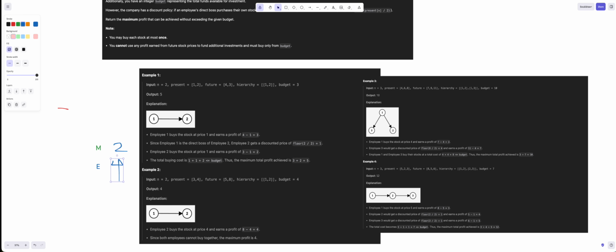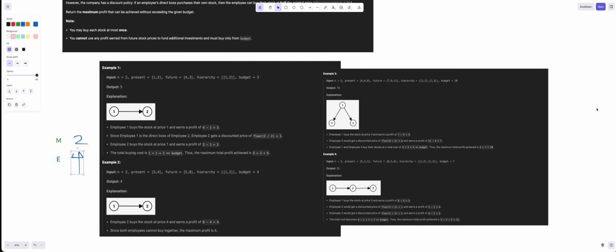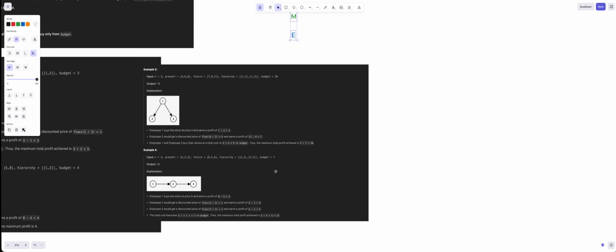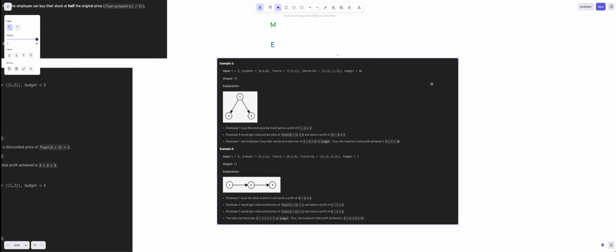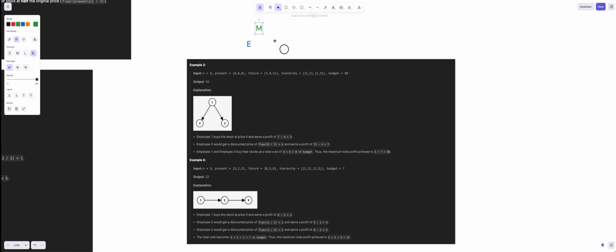And for assignment 3, we have a different case. Maybe I will move the manager and employee to the right side since we are on assignment 3. So we have a hierarchy of manager, let's say 2 levels. Manager is 1, 2 is an employee, manager is 1, 3. That means our manager has 2 employees under his hierarchy, so he's like the line manager of employees 2 and 3. So we have 3 employees as given, the present price is 4, 6, 8, and we have a budget of 10.